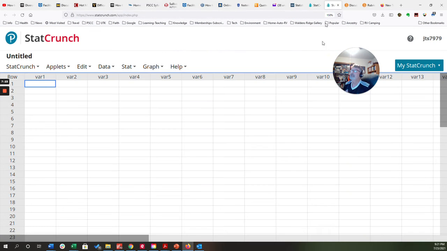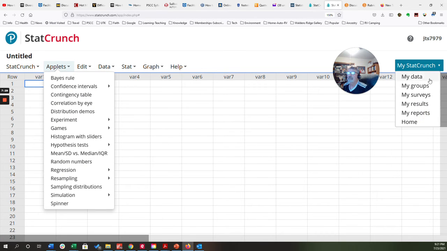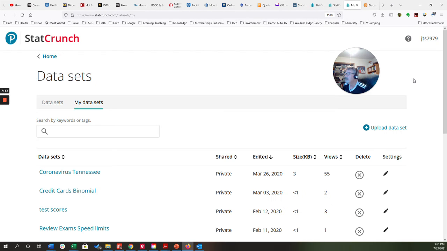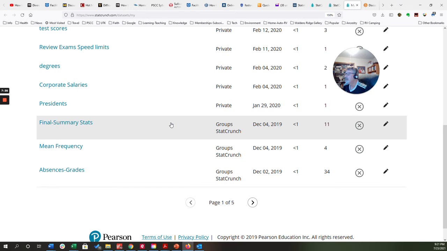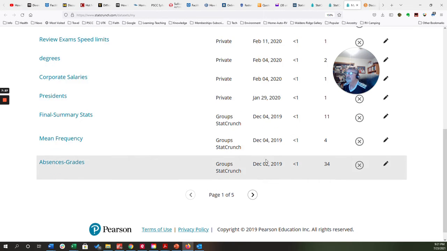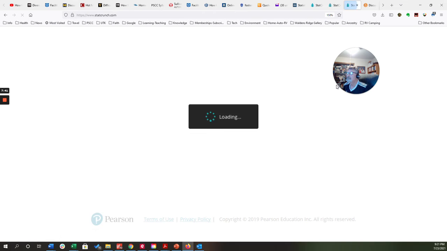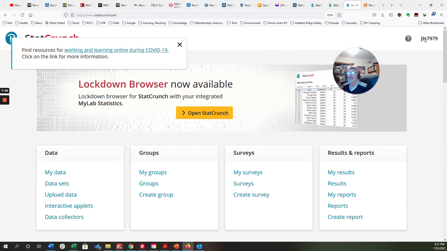Now I'm then going to take, and this is where I messed you up. Oh, there it is. I already have this. Let's see, my StatCrunch, my data. I think I'm going to get there a faster way. Sorry, I should have opened this up ahead of time, but I'm tired. I've been doing this all day. My data, my groups, here we go.